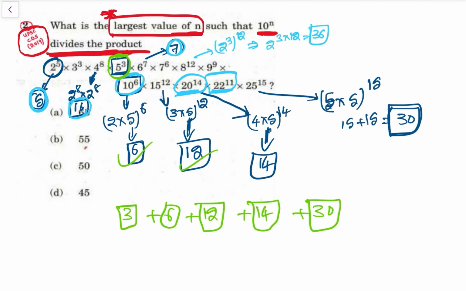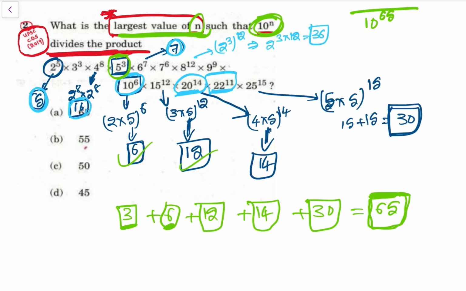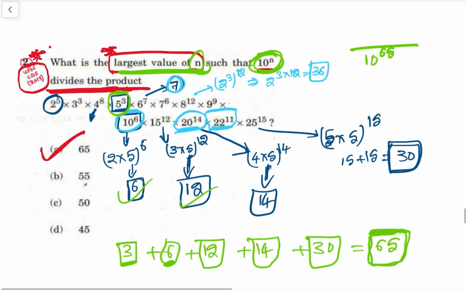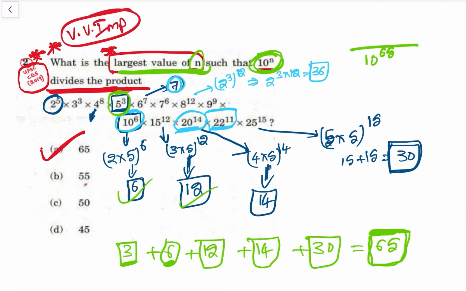30 plus 44, 44 plus 12 is 54 plus 2 is 56, 56 plus 6 is 62, 62 plus 3 is 65, so 65 fives are there, so 65 zeros. So the largest value of n such that 10 to the power n divides it is 10 to the power 65, so there will be 65 zeros at the end. That would be the answer, so the option here is A. Again, very important question.